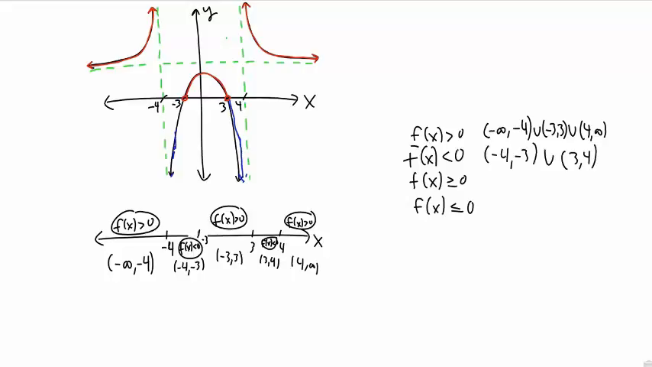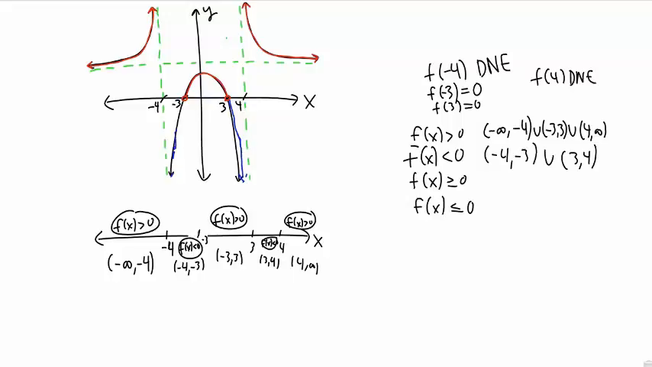So now if we want to do f of x greater than or equal to 0, we include any endpoints at which f of x equals 0. So let's see, f of minus 4, that actually does not exist. F of minus 3 did equal 0. F of 3 equaled 0. And f of positive 4 does not exist.